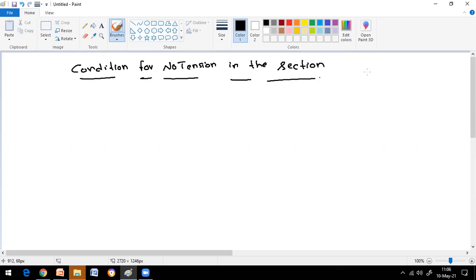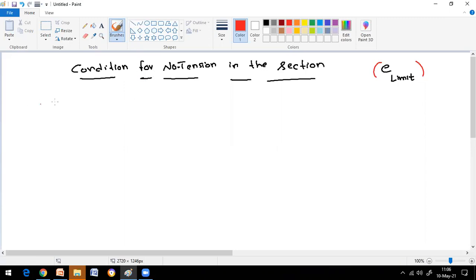What does no tension mean? It means the eccentricity is under the limit. So what are the conditions for no tension in the section? The conditions are like this. When the direct stress is less than the bending stress, the stresses change sign, being partially tension and partially compression across the section.